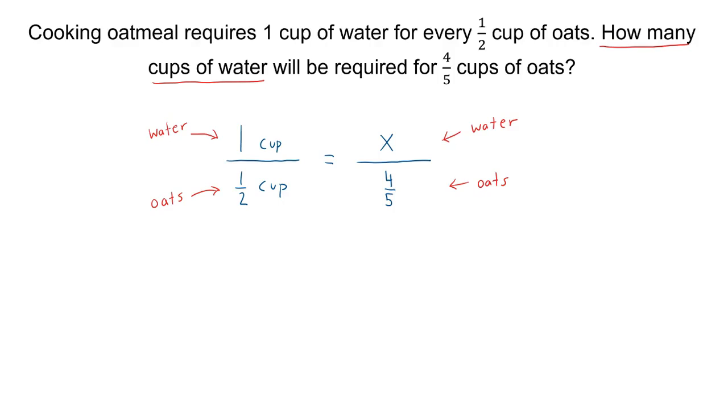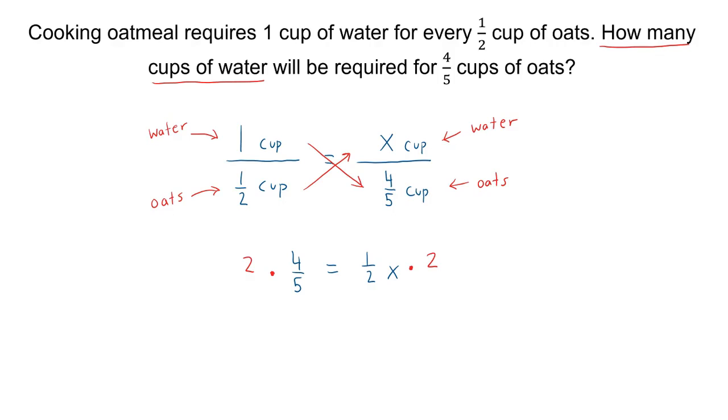1 cup of water over half a cup of oats has to be equal to x cups of water over 4/5 cups of oats. And again, because this is a proportion, one fraction equals another fraction, we can solve this equation by cross multiplying. The first cross product will be 1 times 4/5, which is 4/5. And that has to be equal to the second cross product, 1/2 times x, or 1/2 x. Now let's solve for x.